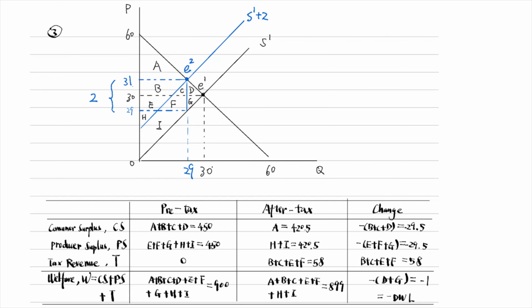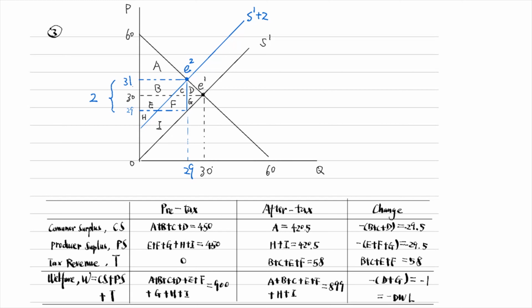In the last step, we describe the welfare effects of the tax in a table. The demand and the supply curves are linear, making it easier to do the calculation. For example, the consumer surplus before the tax is the triangle area of A plus B plus C plus D. It equals 30 times 30 divided by 2. It is 450. The consumer surplus after the tax is the area of A. It equals 29 times 29 divided by 2. It is 420.5.